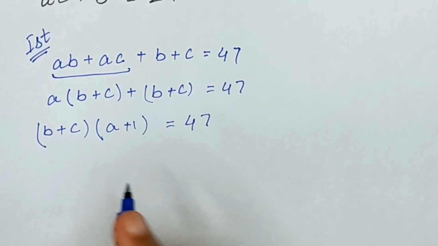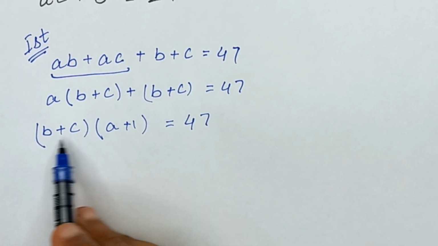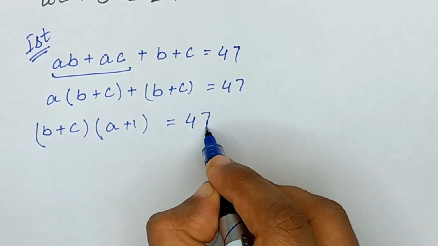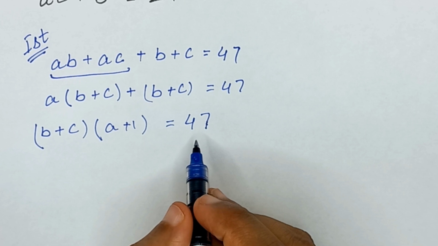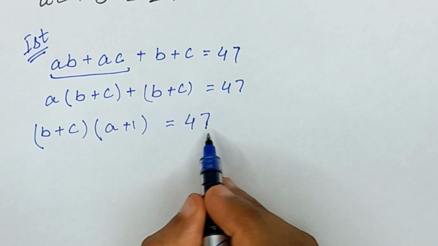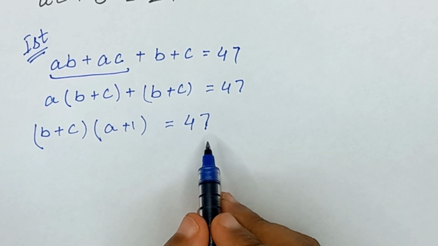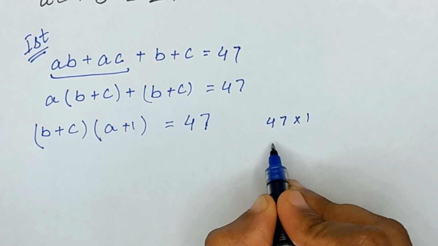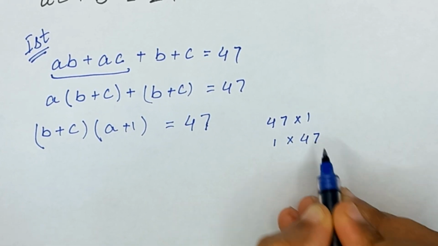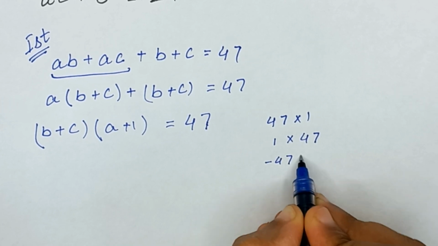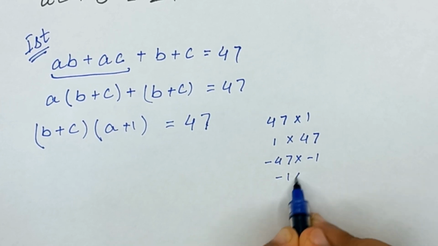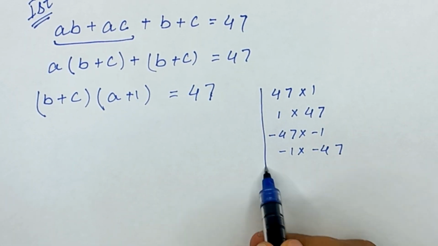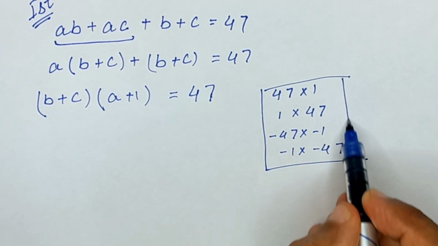Now you can see that on the left hand side we have a multiplication of two factors, and on the right hand side we have the number 47, which is a prime number. So I will split 47 into the multiplication of two factors: 47 times 1, 1 times 47, and it can also be negative 47 times negative 1 and negative 1 times negative 47. These are all possible factors of 47 because 47 is a prime number.